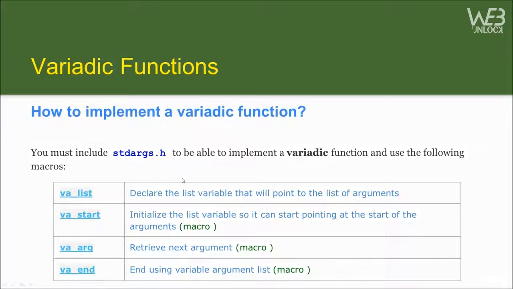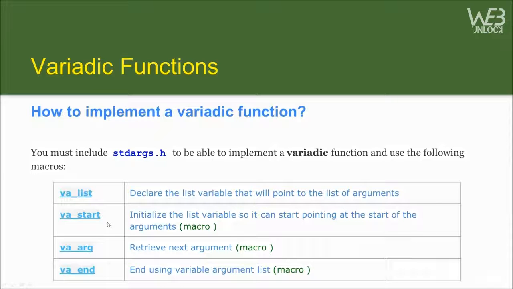Typically, what you want to do is inside your function, declare a variable that points to the beginning of the list, and you do that by using this macro va_list. So you simply say va_list, mylist, or whatever name you want to give it. Okay, so before you actually start accessing the arguments of the list, you need to do one step, which is va_start. This macro initializes the list variable so it can start pointing at the list of arguments.